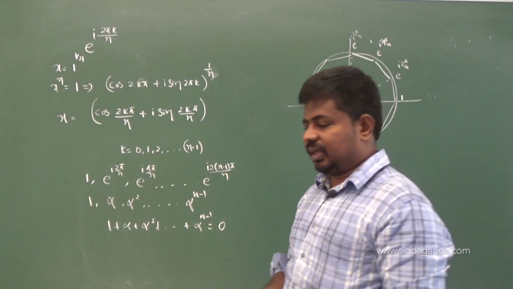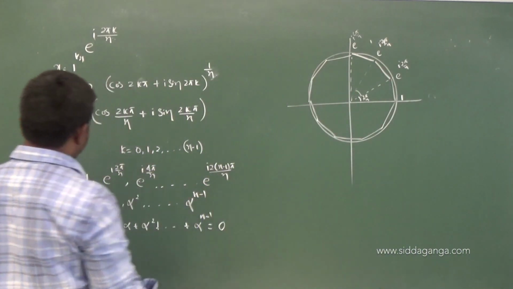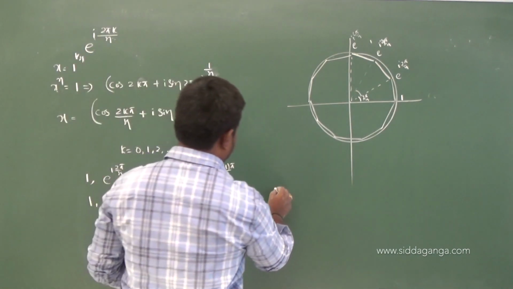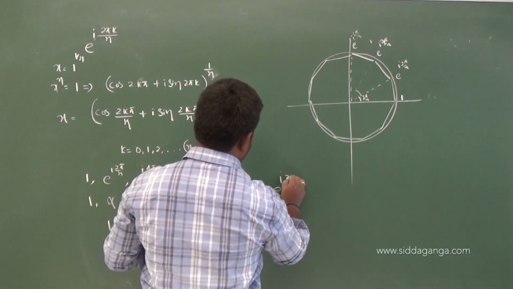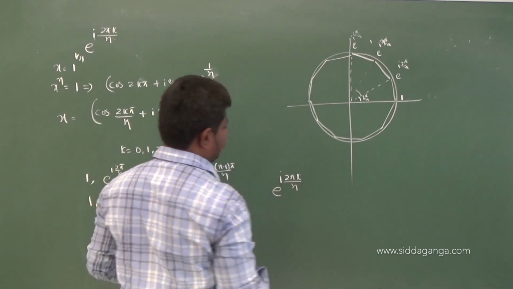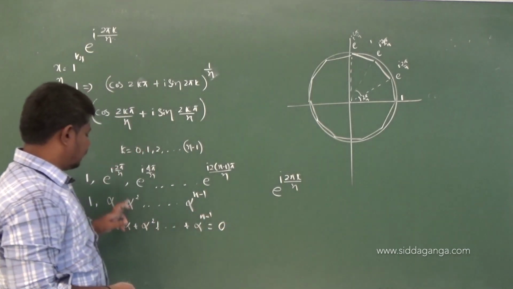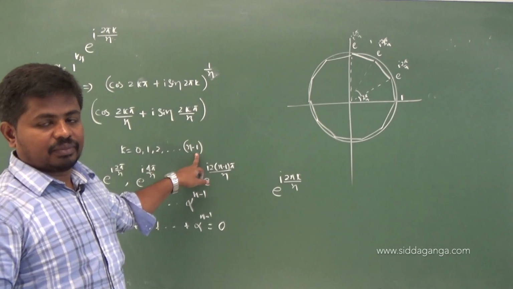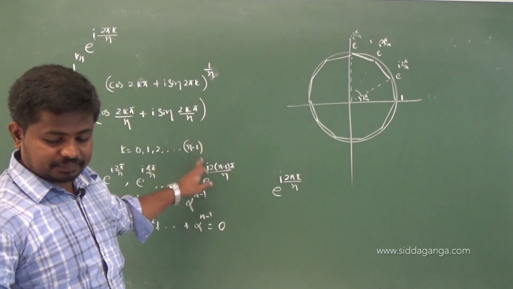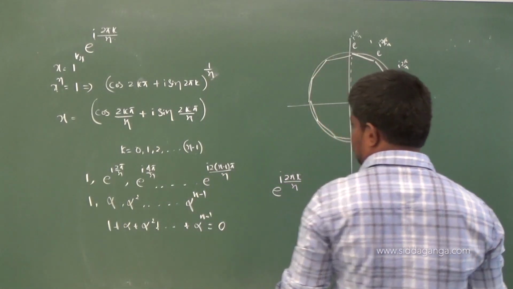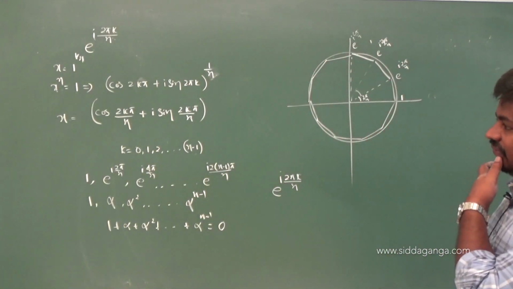Okay, this is the significance of the nth root of unity. So now you can easily find the nth roots of unity by taking this result: e power of i into 2 pi k by n, for all these k values, k equal to 0, 1, 2, 3 till n minus 1. Hope you got it, right? Okay. So this is about the nth root of unity.